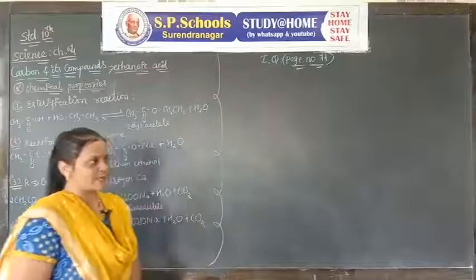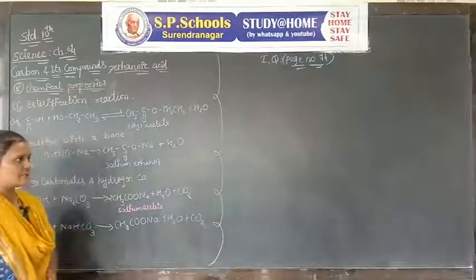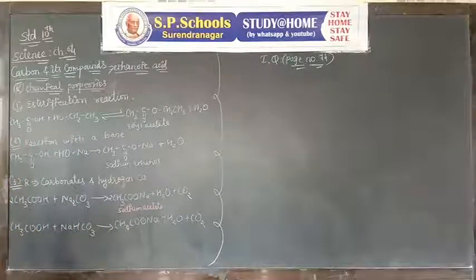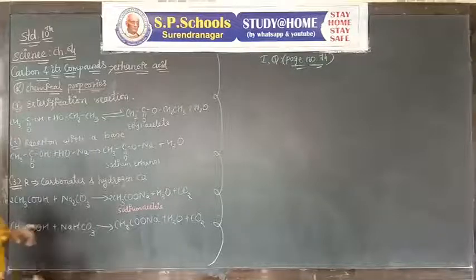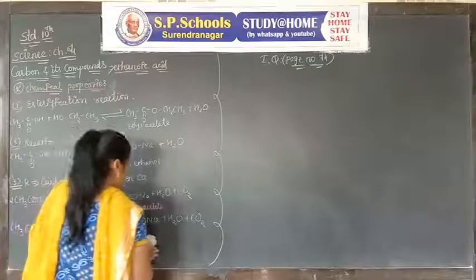Chapter number 4, carbon and its compounds. Let's continue with ethanoic acid, and the topic is the chemical properties of ethanoic acid. When ethanoic acid is combined with an alcohol, suppose ethanol, ethyl acetate will be formed, along with the formation of a water molecule.